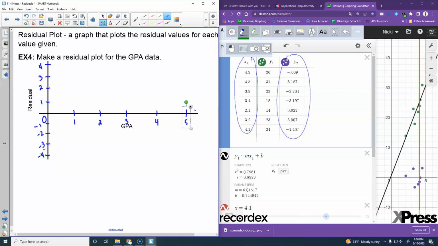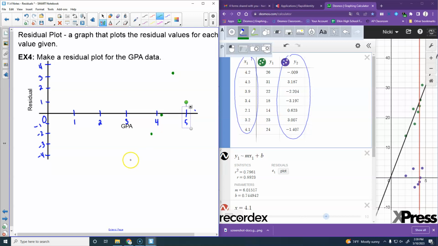All right, so we're going to graph these points. We've got 4.2, -0.009. 4.2 is about right here, and -0.009 is just barely below the x-axis. Then I have 4.5, 3.187, which falls about here, a little above 3. I've got 3.9 and -2.204.